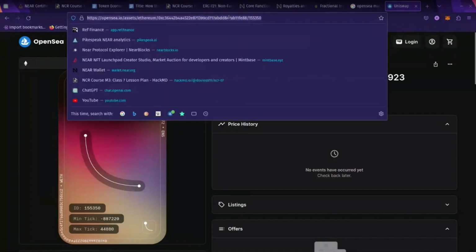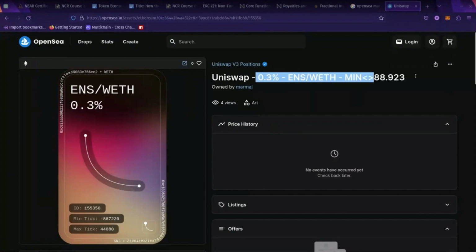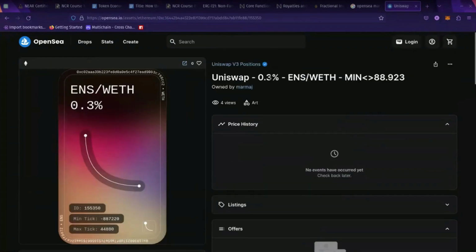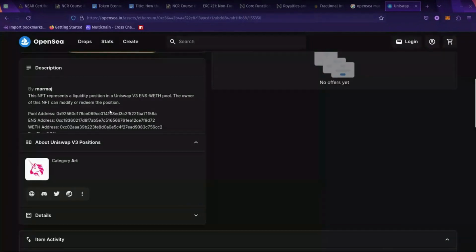So this is an example. I'll drop the link as well, because when I first saw this years ago, I thought it was one of the coolest things in the world. But pretty much all the information for the liquidity is here. So it was on Uniswap, right? 0.3% was the fees. It was for the ENS token, the Ethereum Name Service, and wrapped Ethereum. And it shows you the minimum price you're going to work with, all the way up to 88 tokens. And it actually has all this information.